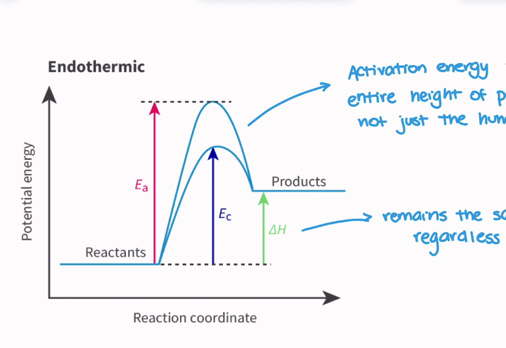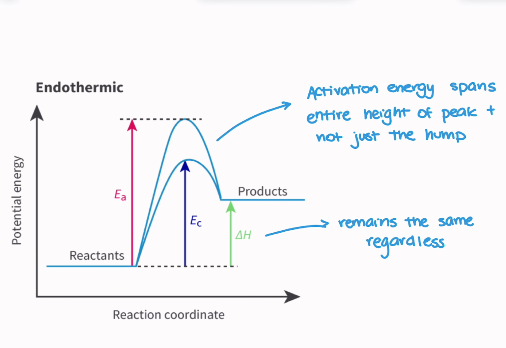And this is the same that goes for the endothermic reactions. So as you can see, the endothermic reaction, we have the activation energy without a catalyst, which is in pink, and the activation energy with catalyst, which is in blue. And like mentioned before, the activation energy spans the entire height of the peak and not just the hump over here. And of course, for the one with the catalyst, it's slightly lower, the amount of potential energy and activation energy that is needed. So this overall activation energy is lower.